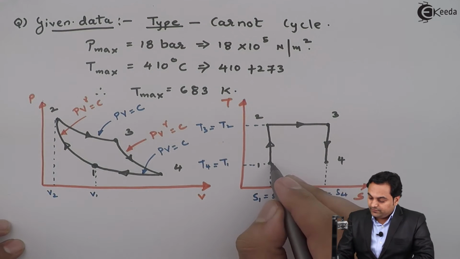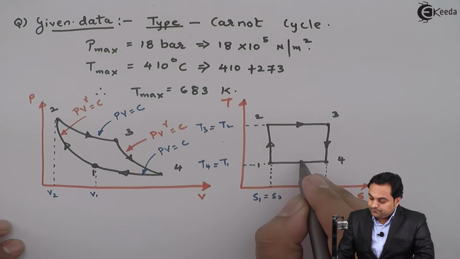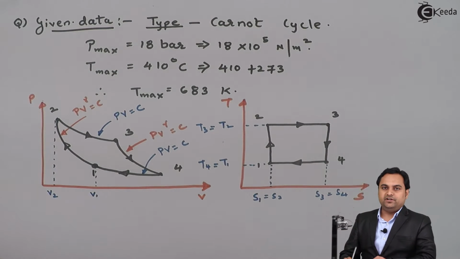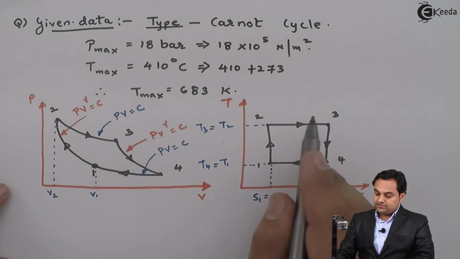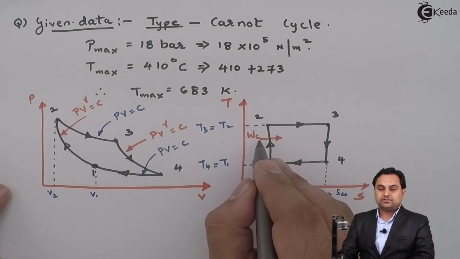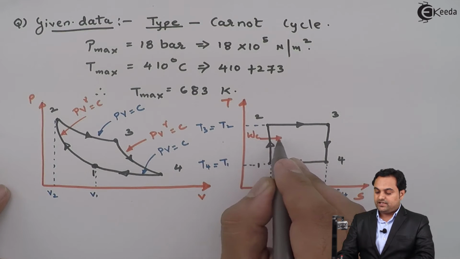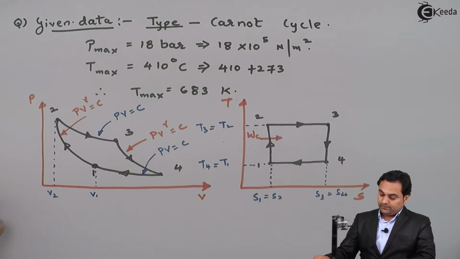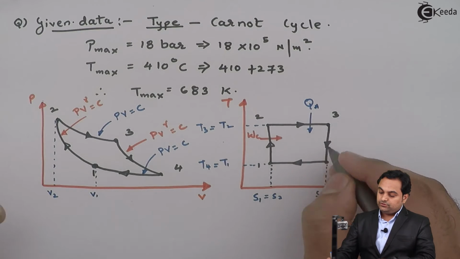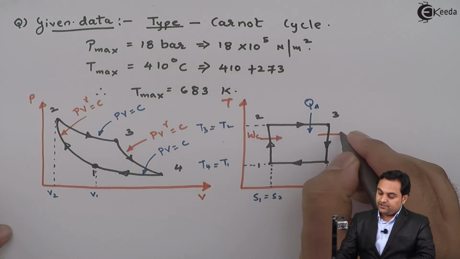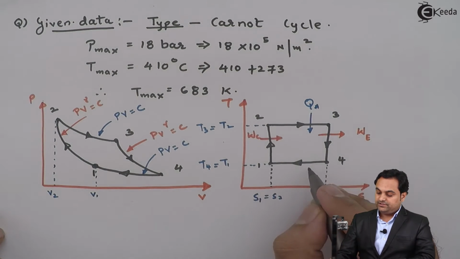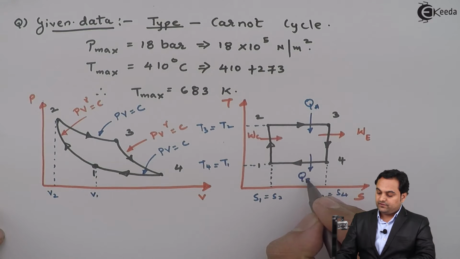Then process 4 to 1 is isothermal heat rejection process. So here I have shown T1 is equal to T4, the isothermal heat rejection process. Now after this I will show that in process 1 to 2 work is done into the system, that is compression. So this arrow is going inside. 2 to 3 is the heat addition process, QA. 3 to 4 is isentropic expansion, or we can say we are getting work output from the system. And 4 to 1 is heat rejection process, that is QR.